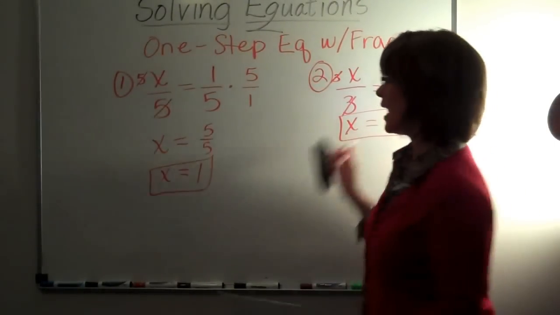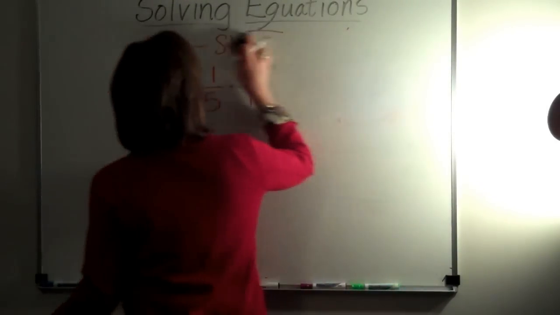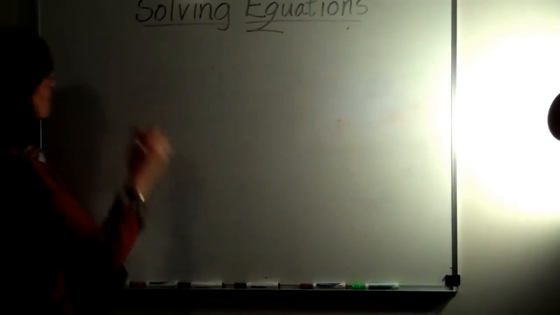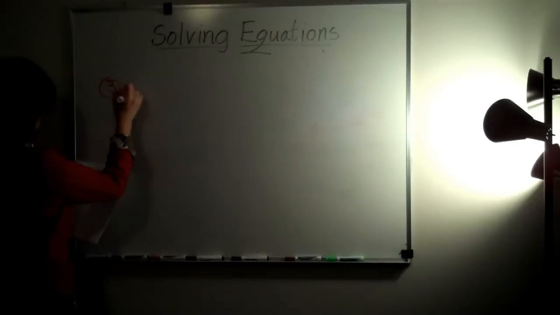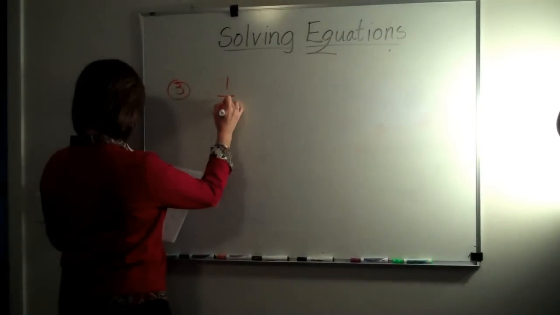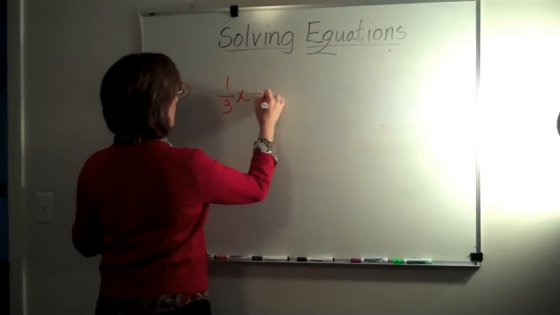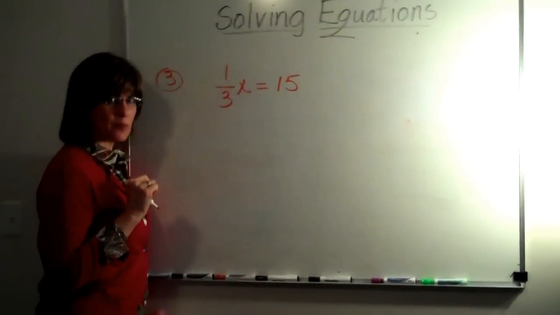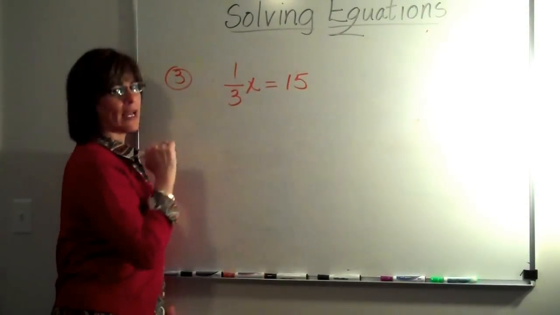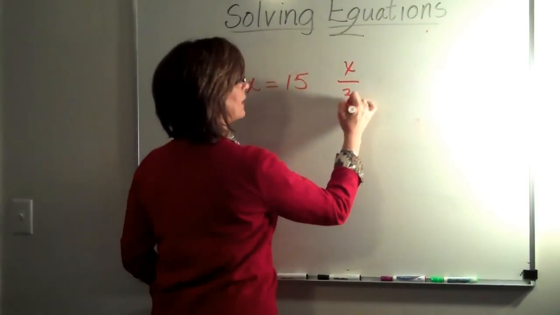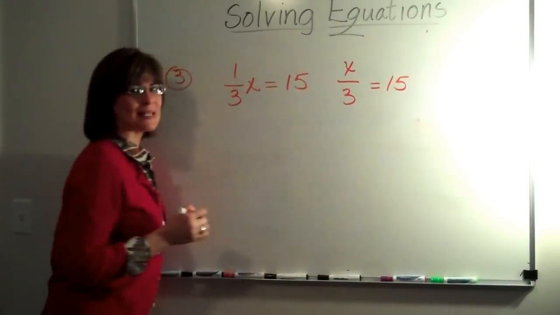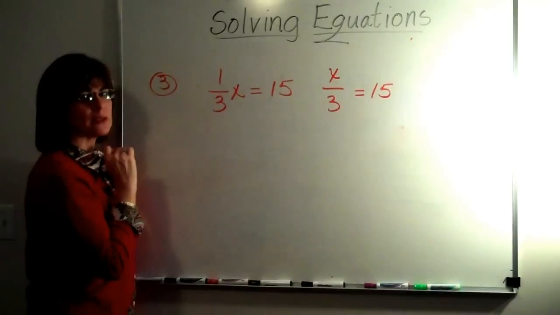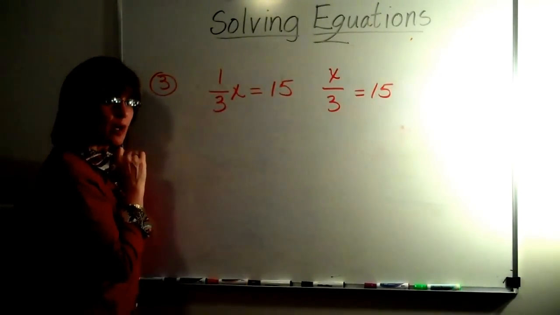I'm going to move to the other side and do number 3. One-third x equals 15. Now in this case, this is the exact same problem that we just did. You can write it like this, or you could write it like this. It means exactly the same thing. So if it's written like this, it's attached by multiplication. How do you undo multiplication?